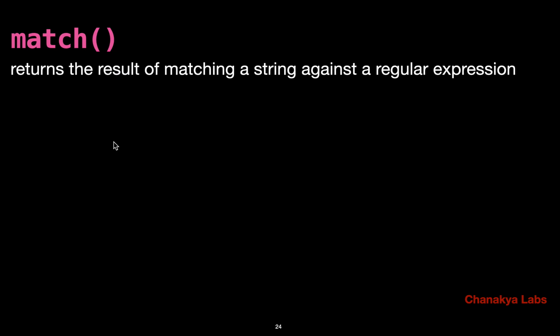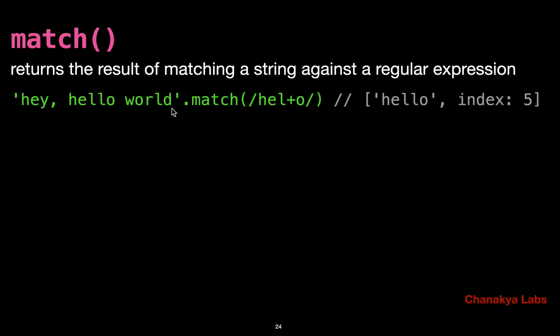This is a method on a string which is used for matching a string against a regular expression. For example, let's say there is a string and on that I do .match and provide a regular expression. Then it will return the first match which this regular expression matches in this given string. We can clearly see that hello is the first one matching this regular expression, and that is returned. And we can see that it is matching at index 5.